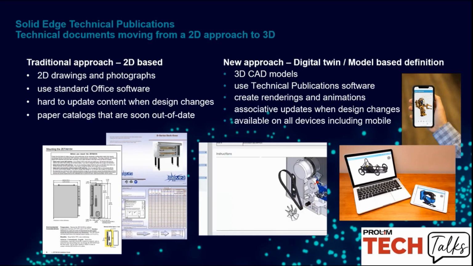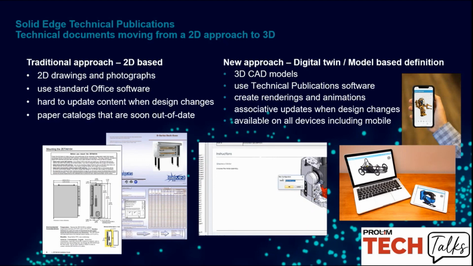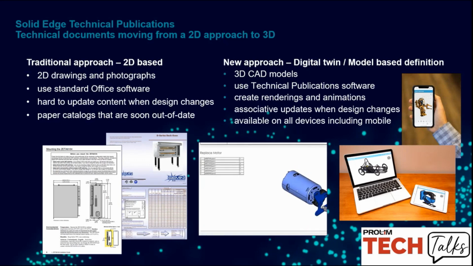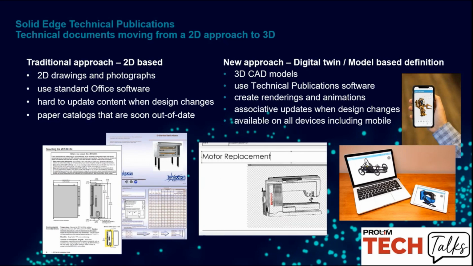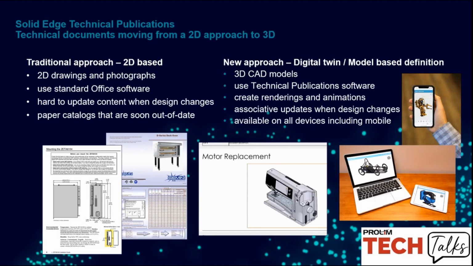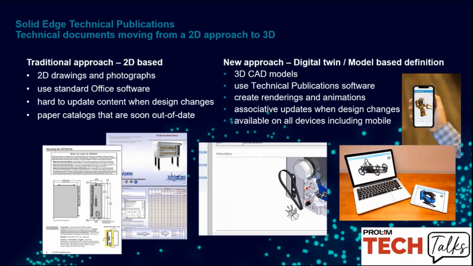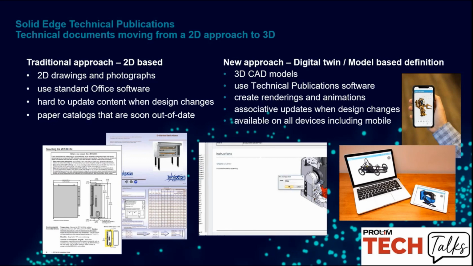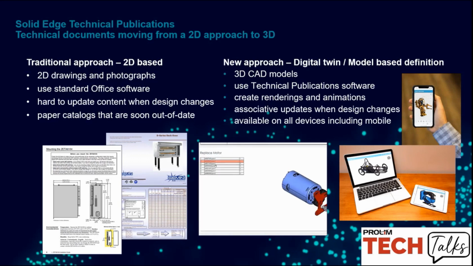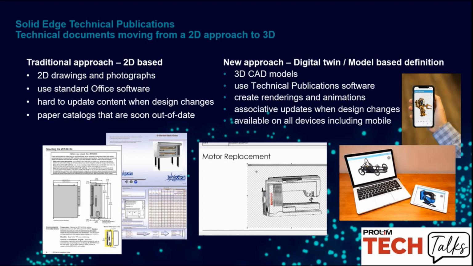So the new way is for technical publications to be created using that existing 3D CAD model of components and products. Again, this is known as that digital twin or model-based definition approach. One of the benefits of this approach is the photorealistic images of your products that can be created and used for marketing and technical publications well before the product is manufactured. And animations showing the optimum assembly method and maintenance procedures can also be created.